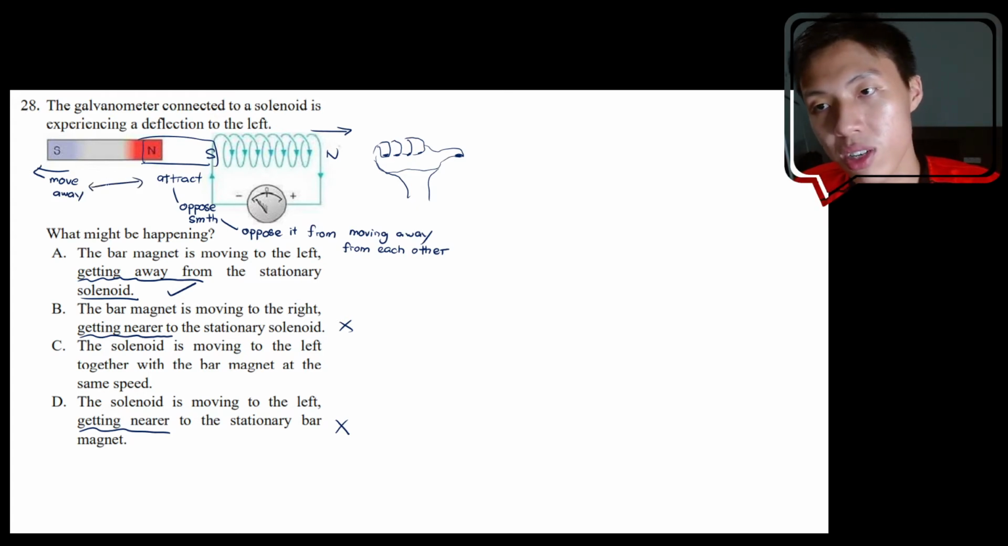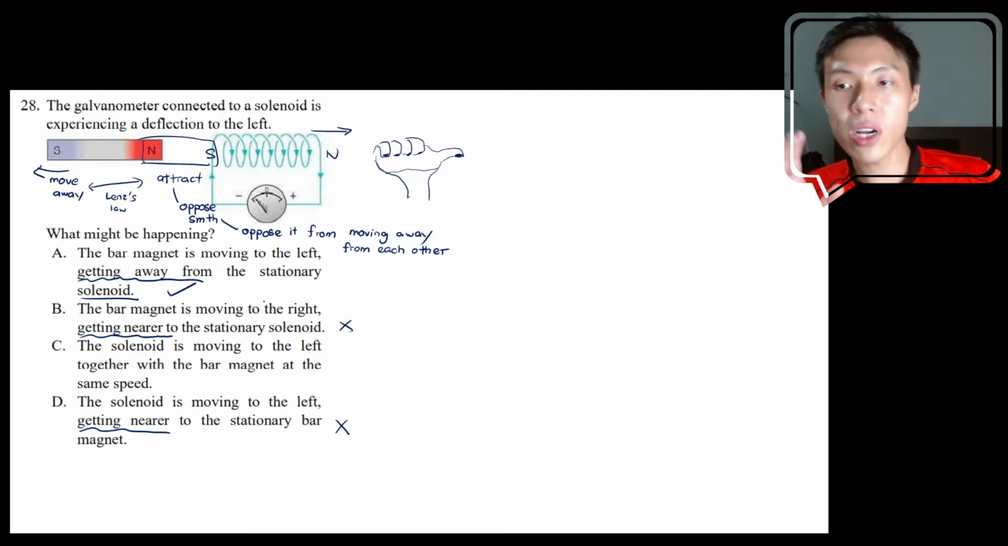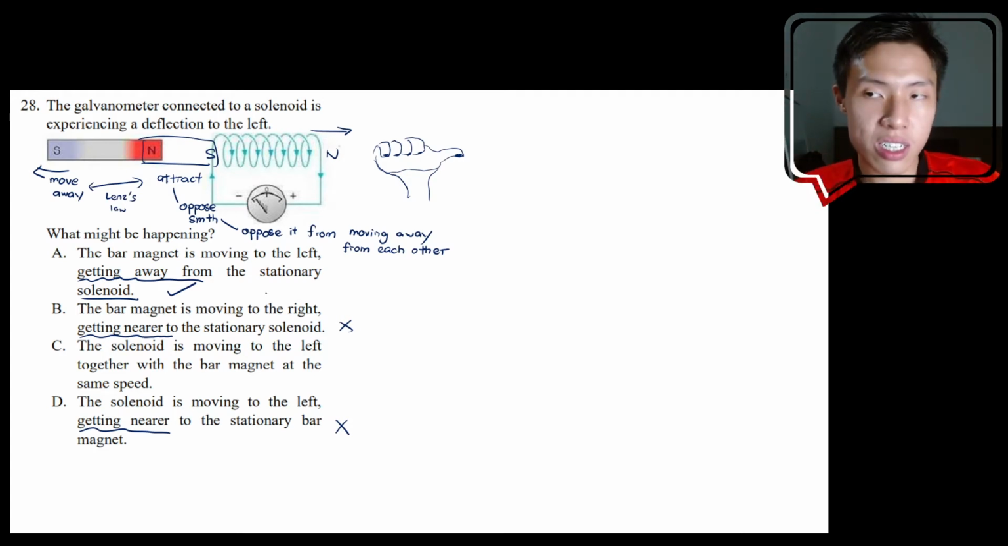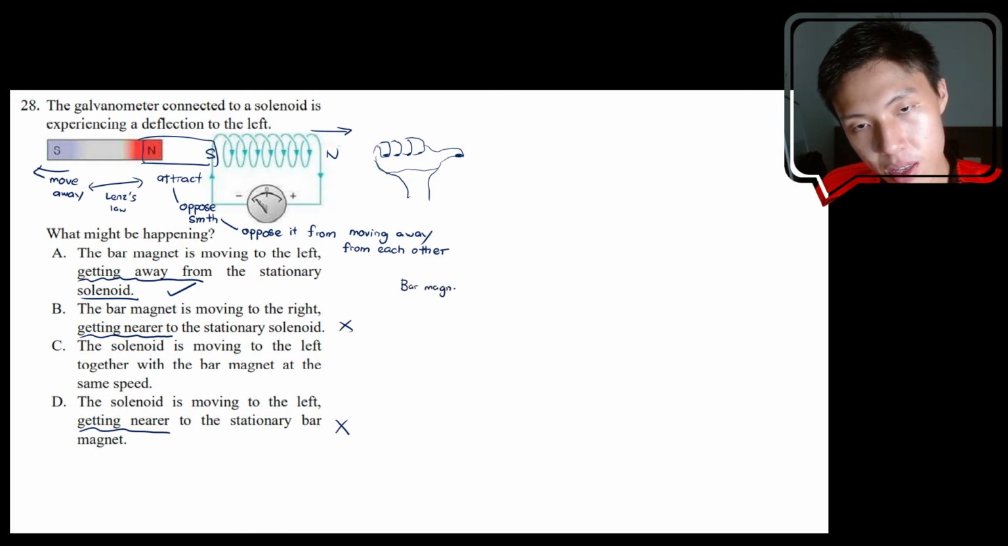Okay, so this one is Lenz's law. Lenz's law wants to attract it back because you are moving away. Okay, so what is happening to induce a current? It's the bar magnet moving away to the left. Okay, the idea is the bar magnet moves to the left.